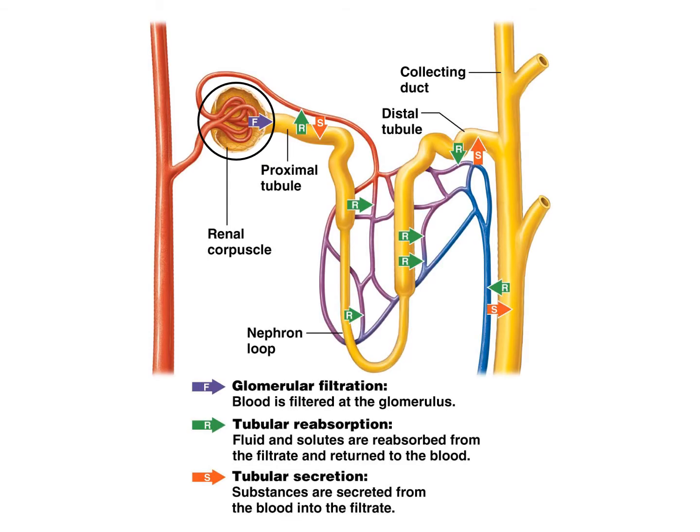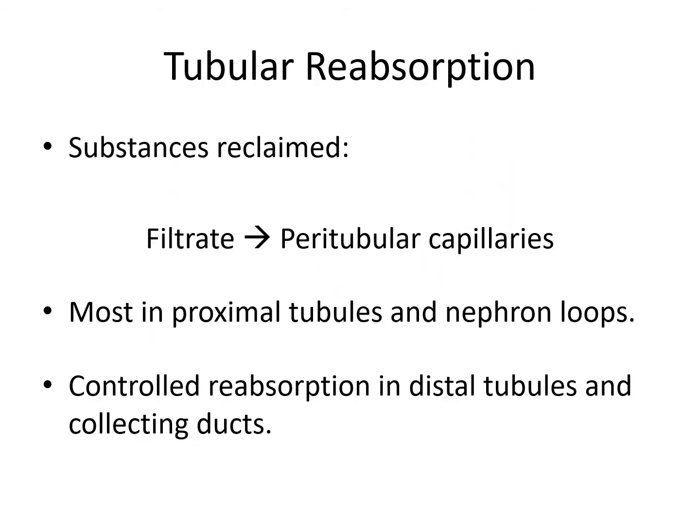So in this picture here, we see the nephron showing the renal corpuscle right here circled, and if you notice a little purple arrow here, this indicates that this is the location of where filtration occurs. So filtration only occurs in the renal corpuscle.